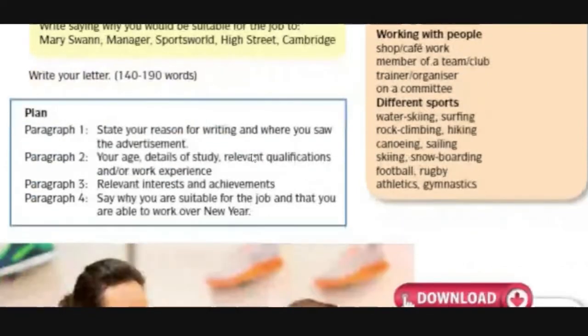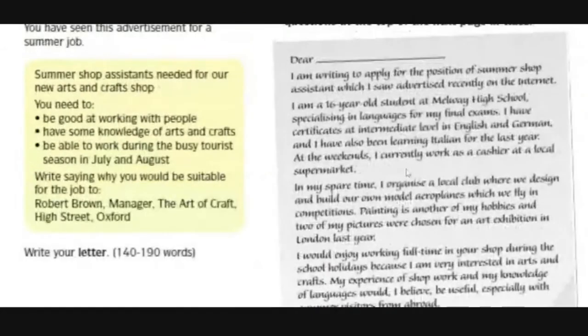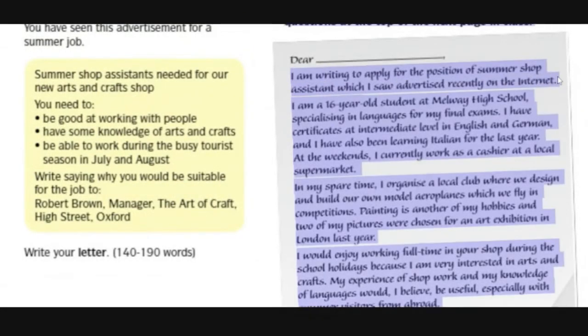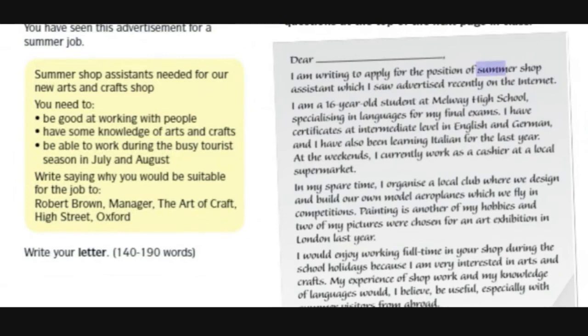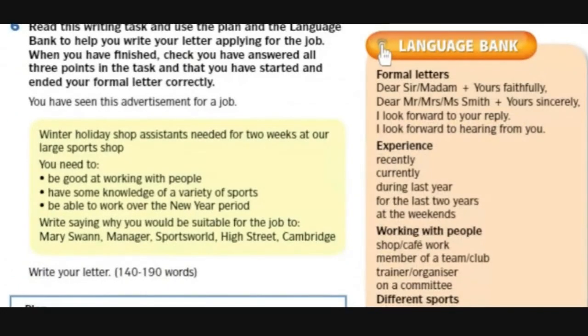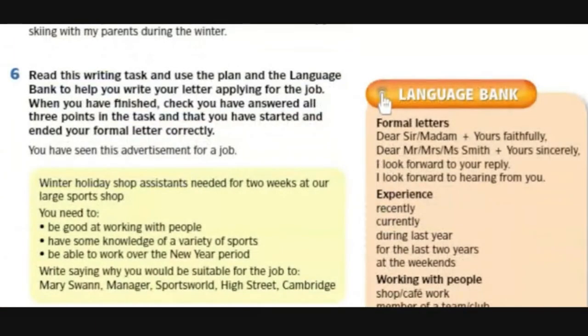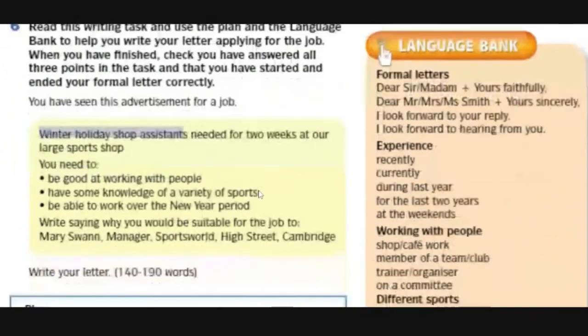Okay. Now this is the plan. Paragraph 1, state your reason of writing and where you saw the advertisement. Okay, so you can look at the example letter. Okay, you can use the same sentence, just change the position. Summer shop assistant, change to winter holiday shop assistant. Understand? Okay. Without the S, because you are only one person. Okay, it's supposed to be singular. Okay, without S. All right.